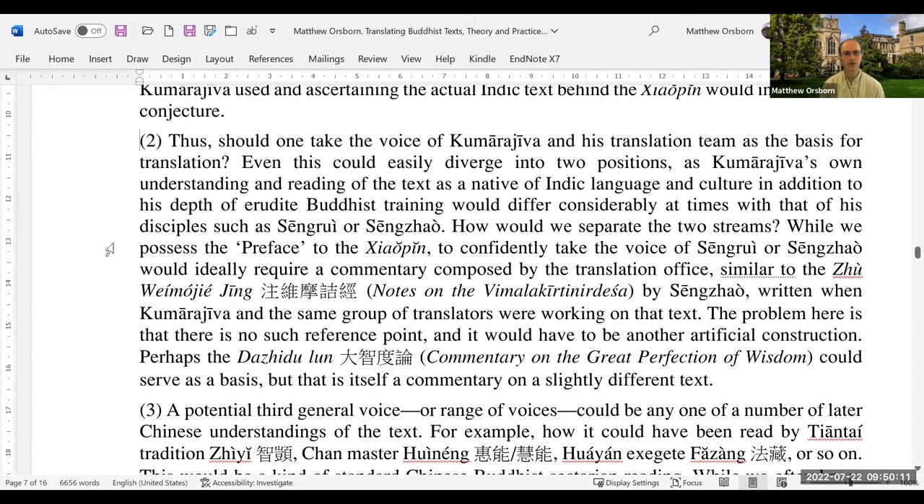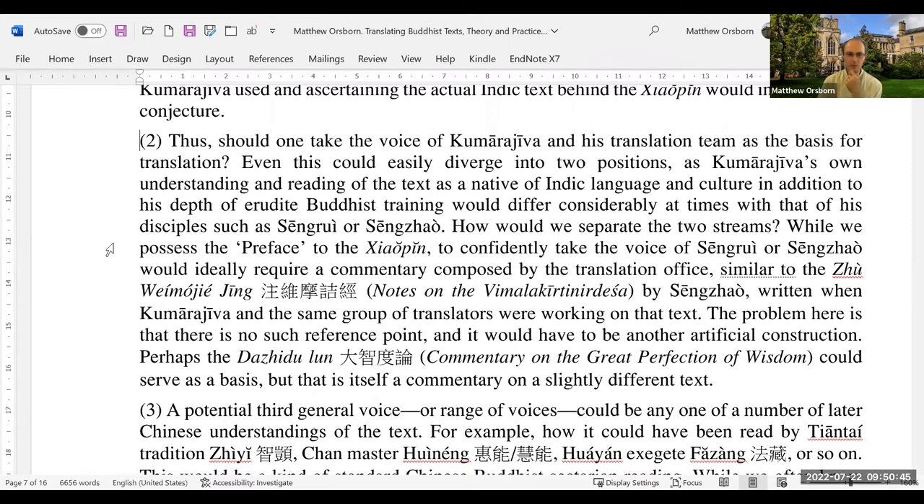So two, thus, should one take the voice of Kumarajiva and his translation team as the basis of translation? Now, even this could easily diverge into two positions, as Kumarajiva's own understanding and reading of the text as a native of Indic language and culture, in addition to his depth of erudite Buddhist training, would differ considerably at times with that of his disciples such as Sengrui or Sengzhao. So how could we separate these two streams? Okay, because yeah, the translation we have is a combination of these two.